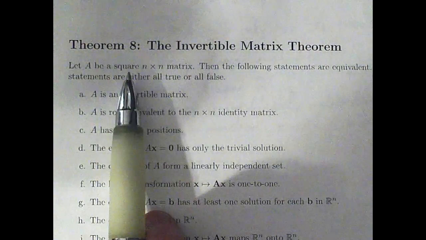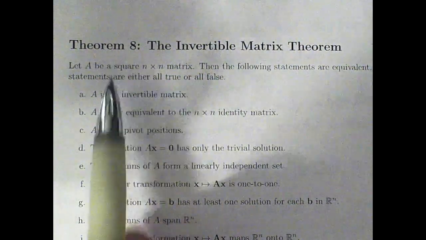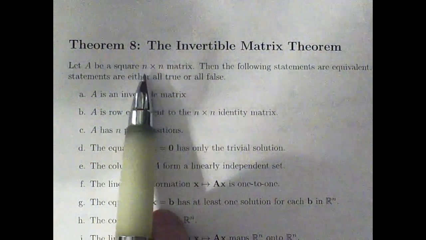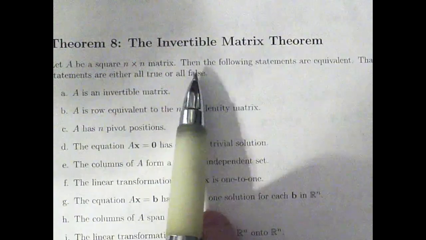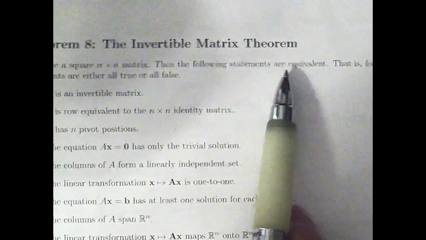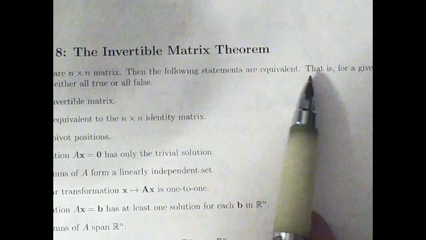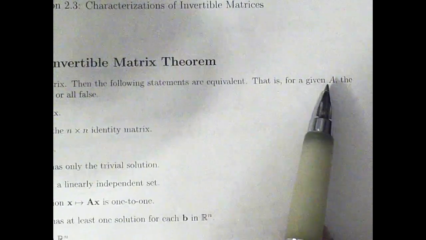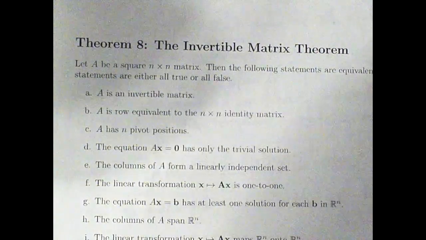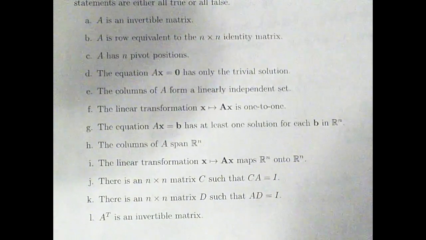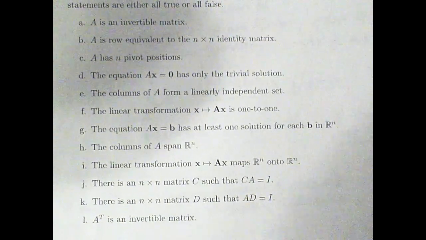let A be a square n by n matrix. I guess we didn't really need the word square there, huh? If it's n by n, it must be square. Let A be an n by n matrix, then the following statements are equivalent. That is, for a given matrix A, the statements are either all true or all false. There's a lot of statements here. Statements A through L. Here they are.